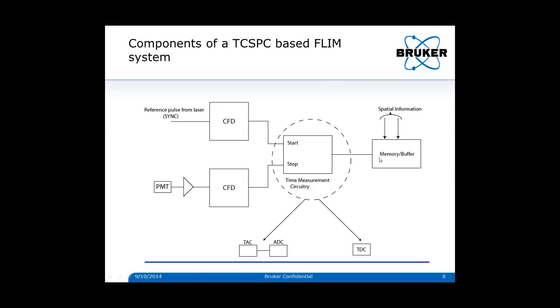And then that time value is stored in a memory buffer, and the memory location is dictated by the spatial information that is coming from the scanning system. The stopwatch can be made of either straight time to digital converters, or it can use an analog technique where we charge capacitors and then digitize that data.